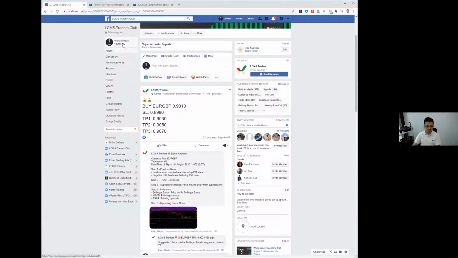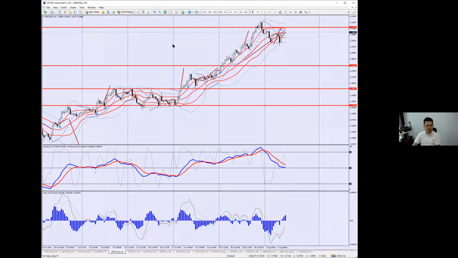I want to jump into the charts because there's quite a few things I want to share with you. Okay, you can see my chart, good stuff. So this is the pound US dollar. I'm talking about the pound US dollar today, but I'll also probably touch on a few other currency pairs just because it's super interesting.